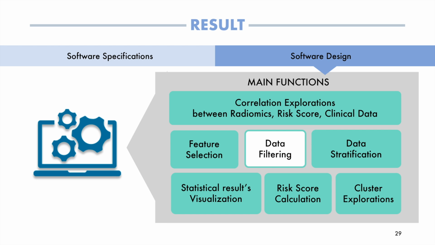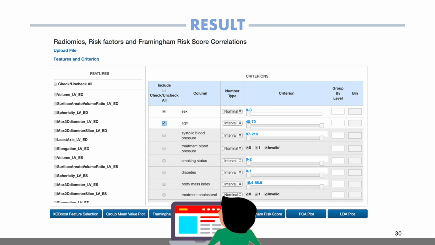Data filtering. The target data can be flexibly selected. In this example, it means that the target is only male whose age is in the range of 40 to 70 years old.